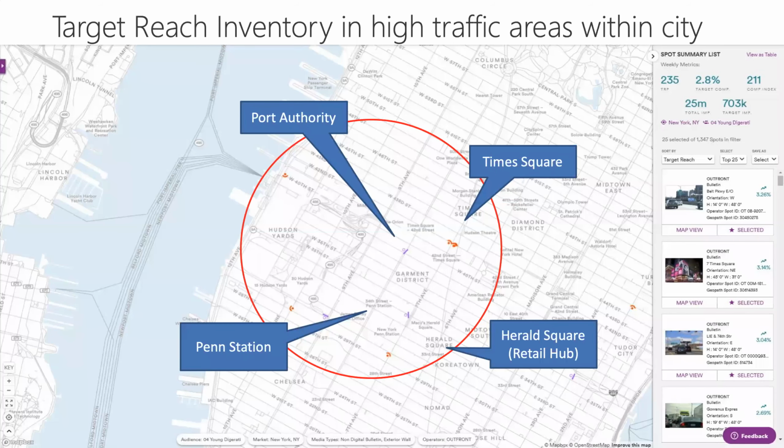It definitely wouldn't hurt to have units maybe in New Jersey if you were planning for the DMA as well. But to what you just said too, the audience might be traveling into the city as well, and you're targeting them right here with these same units.